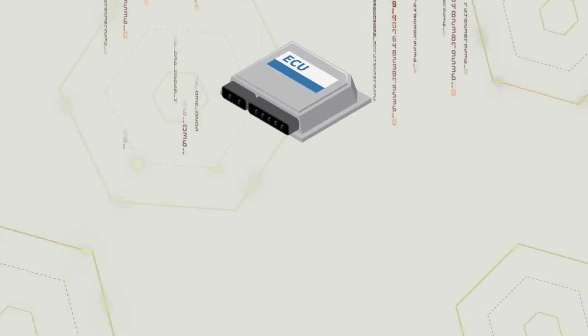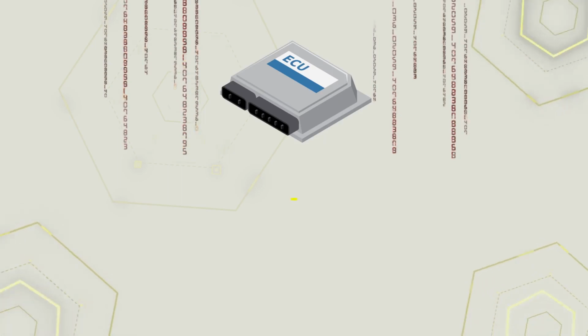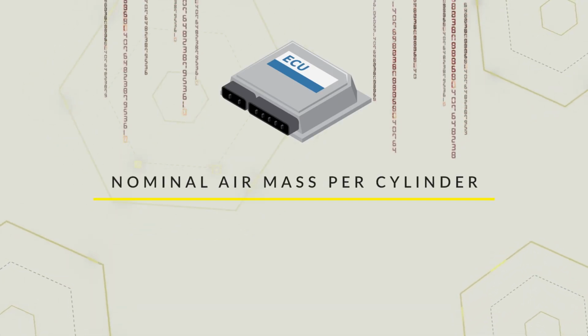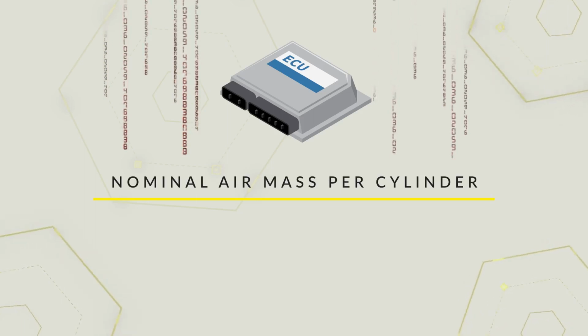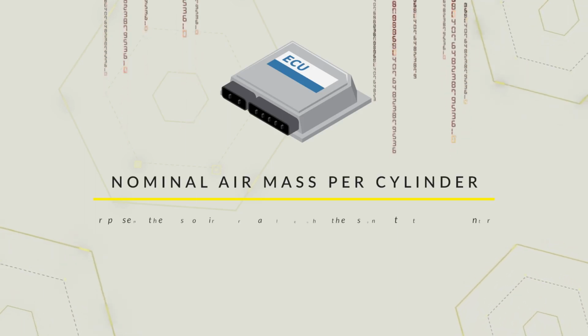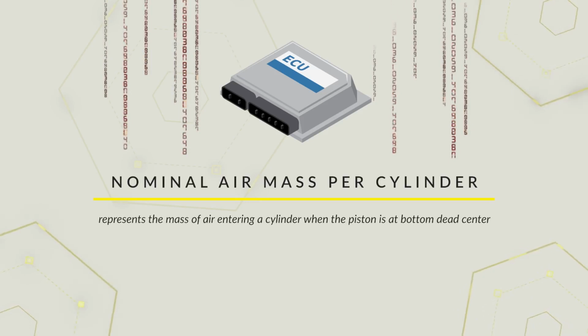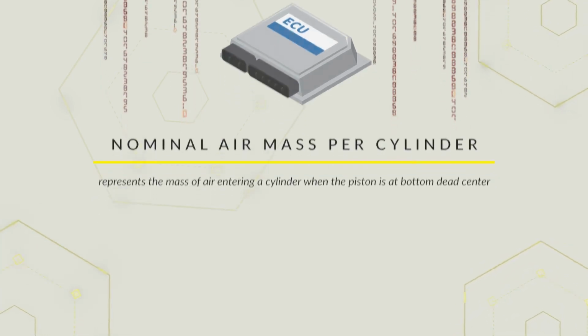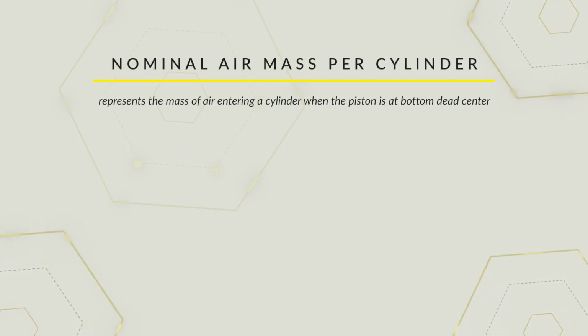However, the engine control unit will also have to properly calculate another very important element: the nominal air mass per cylinder. The nominal mass of air is expressed in kilograms and represents the mass of air entering a cylinder when the piston is at bottom dead center, under standard air temperature and pressure conditions.